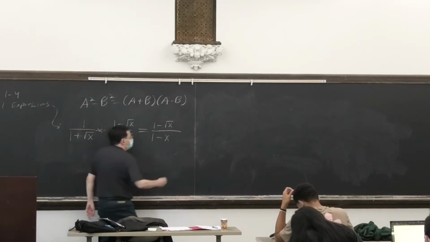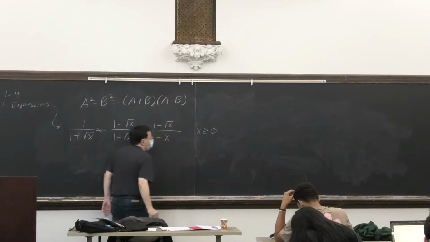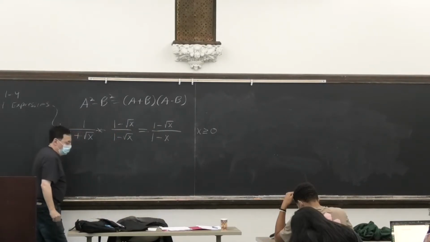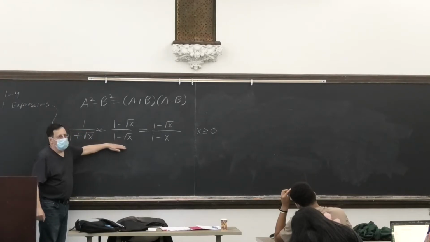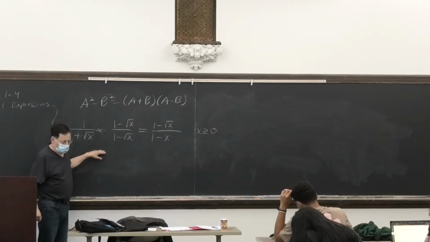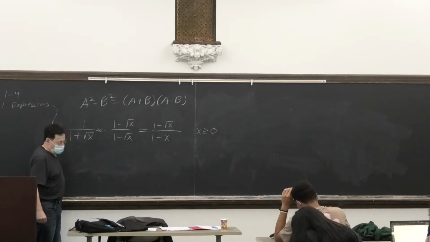So, for x greater than or equal to 0. This is a tool that will probably come up frequently later in the class. Just a way of simplifying something, getting the radical out of the denominator.